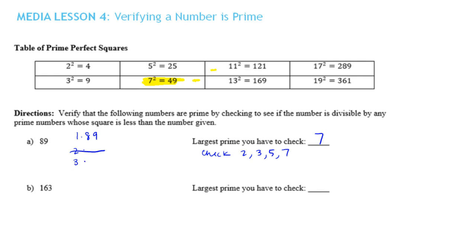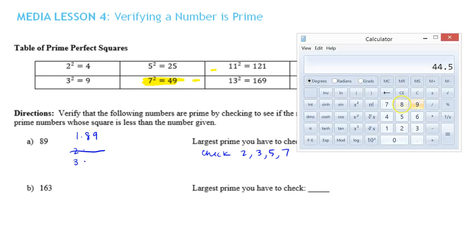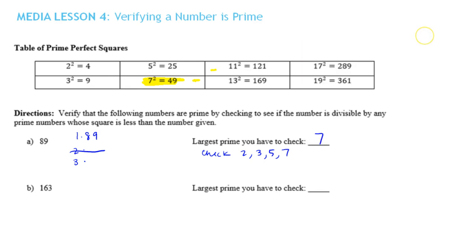I need to check 3. I'm going to divide 89 by 3, and if I get a whole number, it's divisible by 3. But notice I do not. So 89 is not divisible by 3. Now, normally with our factor pairs, we would check 4. Remember I said we only need to check the primes. So let's see why we don't have to check 4.